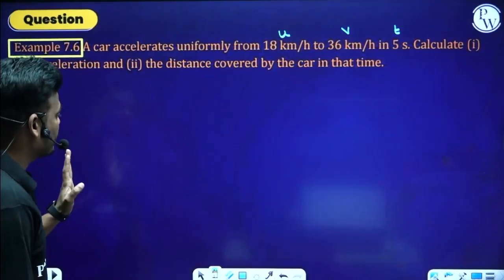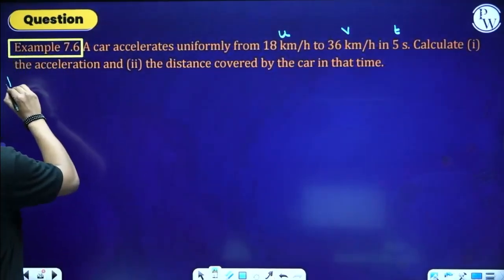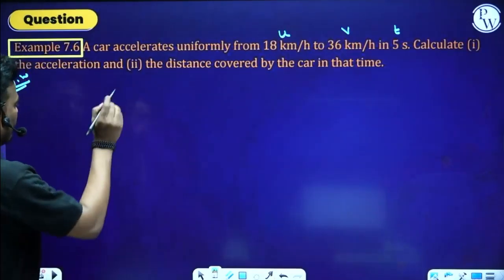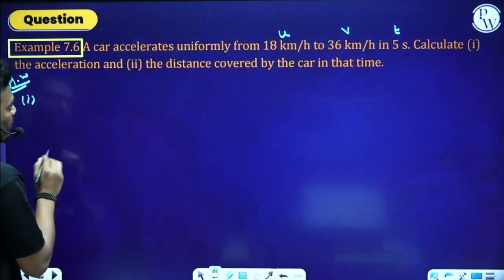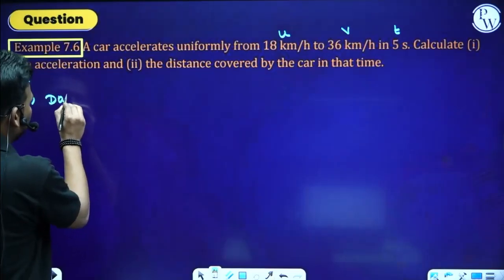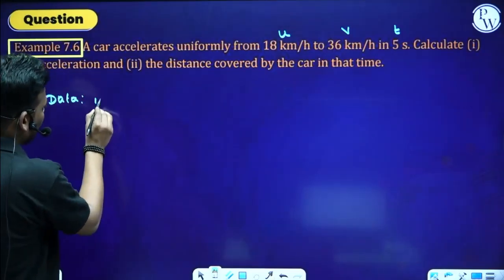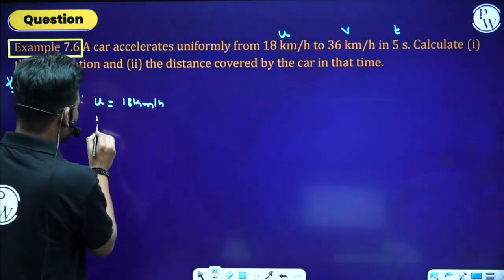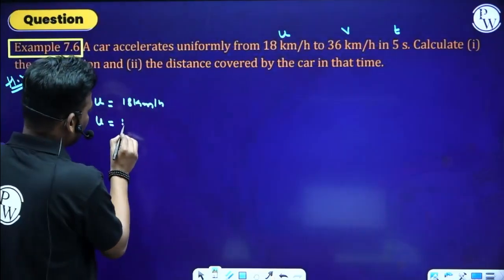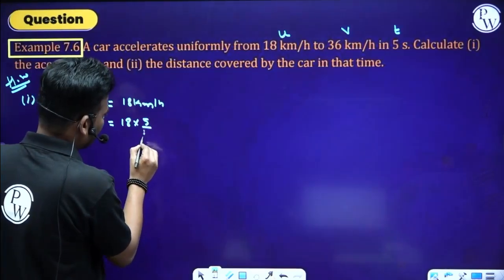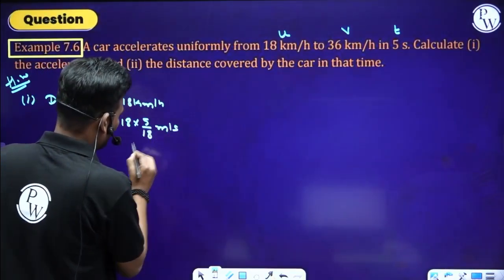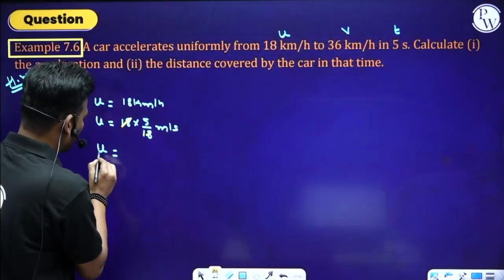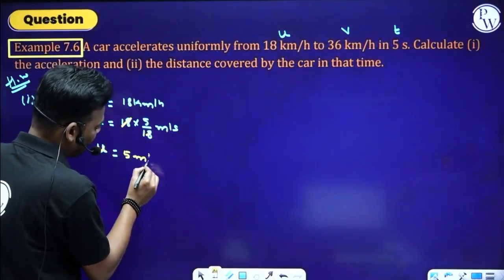Let's consider this as a homework question. The previous one is as it is. Here, first I'll give the data on how to solve this one. Initial velocity is 18 kilometer per hour, which can be written as 18 into 5 by 18 meter per second. The 18 cancels, so initial velocity u is 5 meter per second.